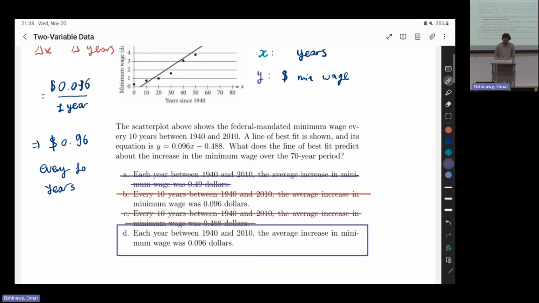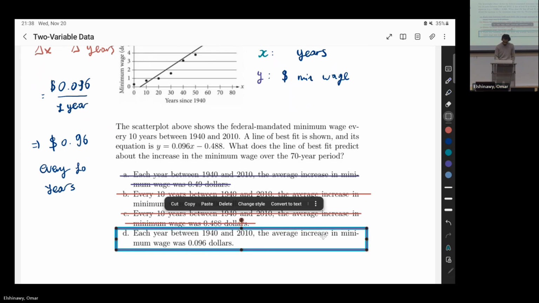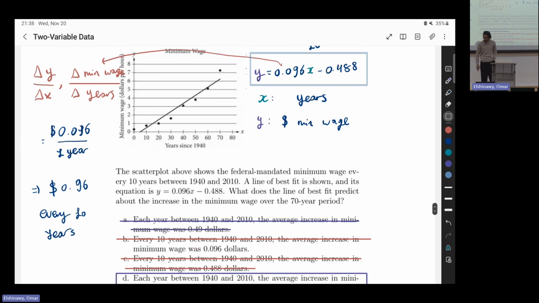So it only leaves us the last statement, which is a reformulation of what we were saying in the first place, and that is for each year, each one step x, we get a change of 0.096 in y. So 0.096 of the wage. The y is the wage. So it's basically just a way of reformulating a mathematical statement into words.